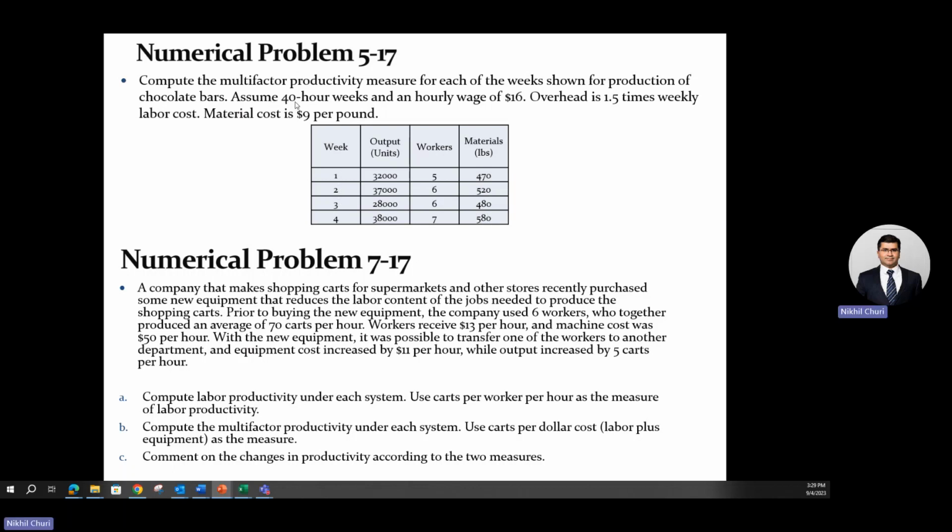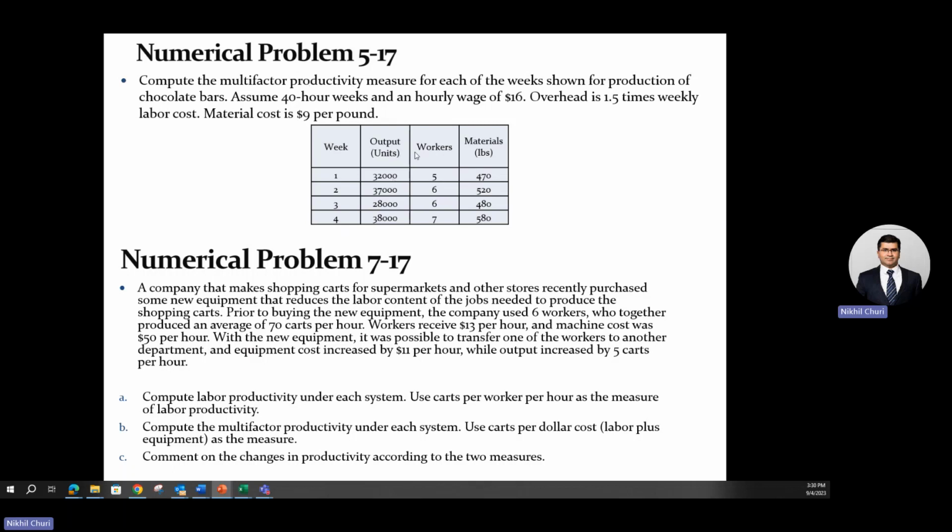And here is a 40 hour work week by each of these 5 employees. So that makes 5 times 40, which is 200 hours spent in week 1. Similarly, 6 times 40, 6 times 40, and 7 times 40 for weeks 2, 3, 4. For materials, the cost per pound is given, so I multiply 470 with $9, 520 with $9, 480 with $9, and 580 with $9 to get the material cost per week. On top of it, overhead cost is also given, so I'll add one more column for overhead cost, which is 1.5 times the labor cost, like 5 multiplied by 40 hours. And the main question is to compute the multi-factor productivity.